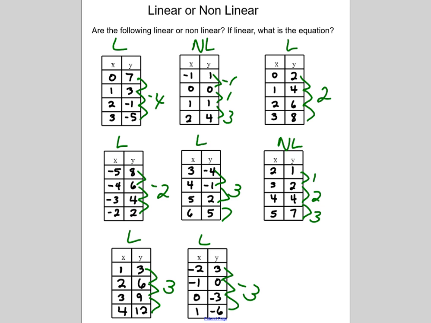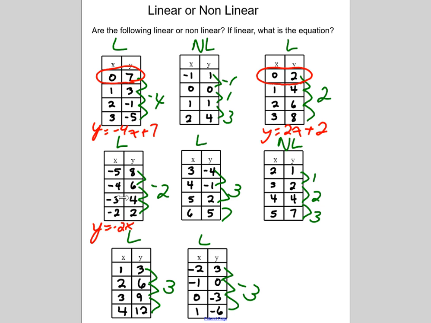So let's come back to the first one. We know that our equation will be y equals negative 4x, because it was going down by 4. Then we find our 0, and we can say plus 7. This one, y equals 2x, because we're going up by 2 every time. We find our 0, and we can say plus 2. This one's a little bit harder. So we know that it'll be y equals negative 2x, but it doesn't give us a 0.